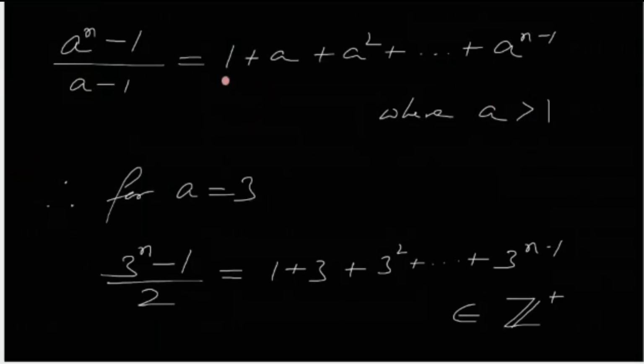This is nothing but the formula of the geometric progression, the sum of the first n terms of a GP. So this is an identity. For a equals 3, (3^n - 1)/2 is nothing but 1 + 3 + 3^2 up to 3^(n-1). Now this is clearly a positive integer, because individually these are all integers, so the sum is also an integer.